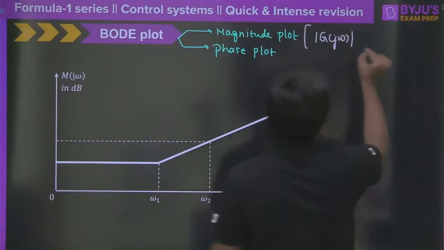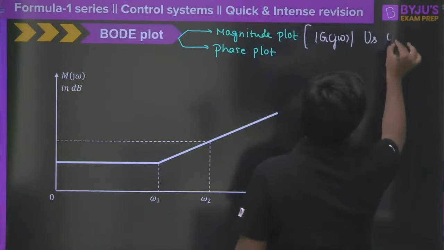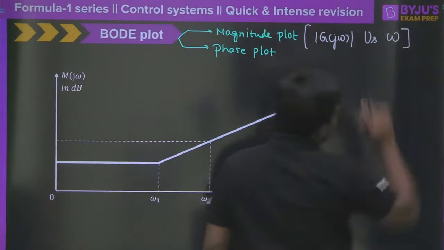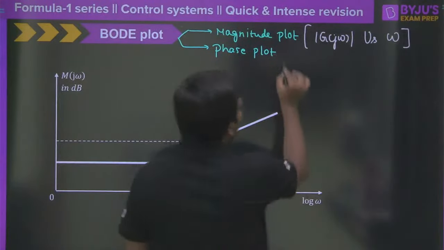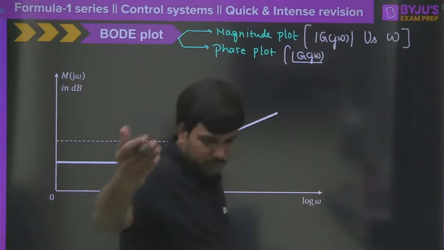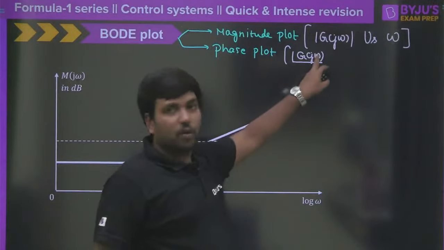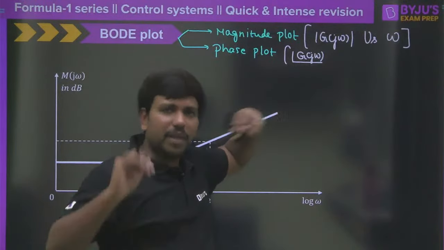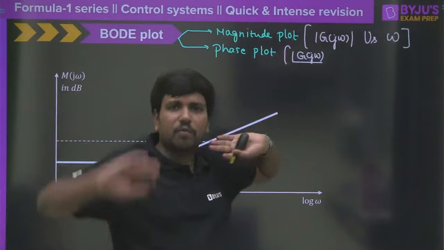This versus we will take the input signal frequency, omega. Omega stands for input signal frequency. And here we will take the phase of the system, G of j omega. If it is the open loop system or closed loop system, then we will take the phase of G of j omega into H of j omega. Means we can do the Bode plot for any system.